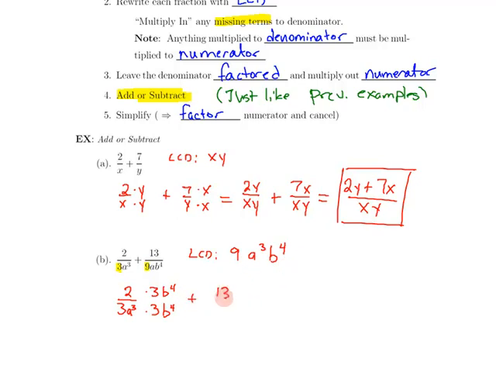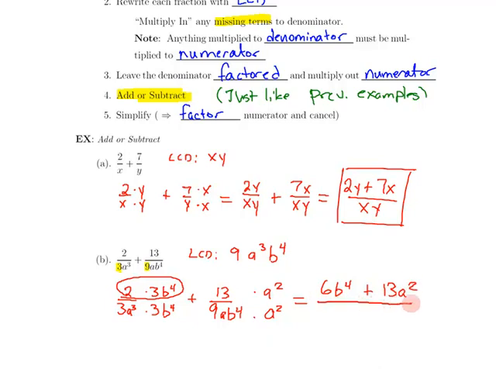Plus, do the same thing with the second fraction, 13 over 9ab to the fourth. I don't need any more numbers, 9 is already there. I do need 2 more a's, so a squared on top and bottom, and b to the fourth is already there. So I'm left with 6b to the fourth, by multiplying the first numerator out, plus 13a squared, all divided by 9a cubed b to the fourth. Now I can't factor the numerator or denominator in this case, so nothing cancels. I'm going to leave it simplified as such.